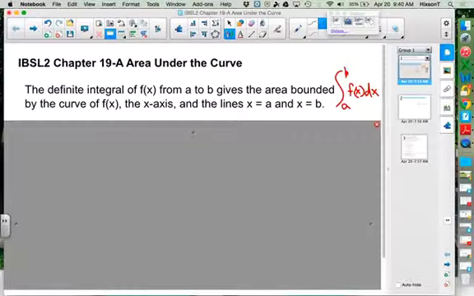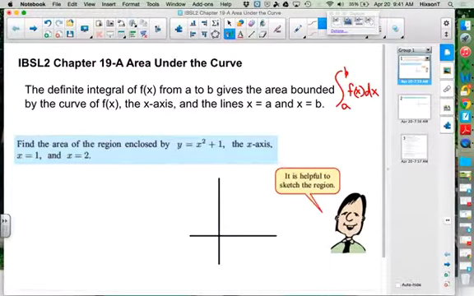Now, two important things before we actually do an example. The first thing is make a sketch of the function. That's what we learned with parent functions way back. We've been working on graphing functions. You've got to know what you're dealing with in order to really understand what area you're trying to find. Secondly, make sure you actually write down the integral that you're going to find. So, here's an example.